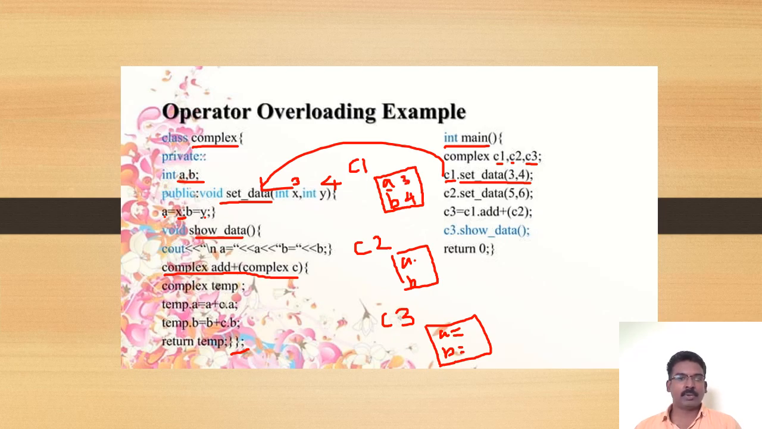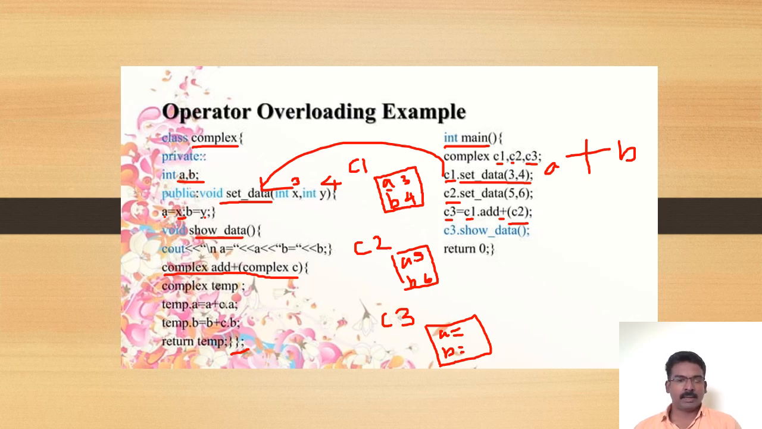Similarly for the C2 object, again we are calling set data, and its values of A and B will be set as 5 and 6. For C3, we are not doing the same activity. Instead, from C1 we are taking A and B, and from C2 also we are taking A and B, and we are adding. So here only the actual operator overloading happens. Normally plus will do addition of two operands, that is A plus B, but here it is going to add the values of two different objects.